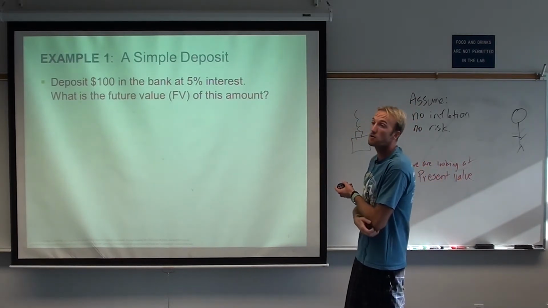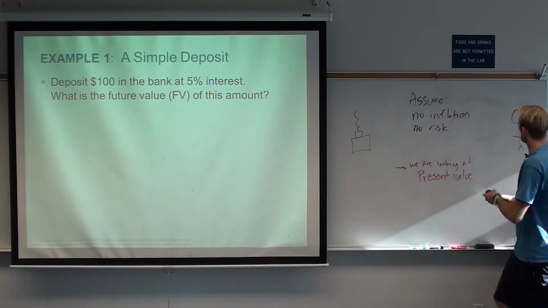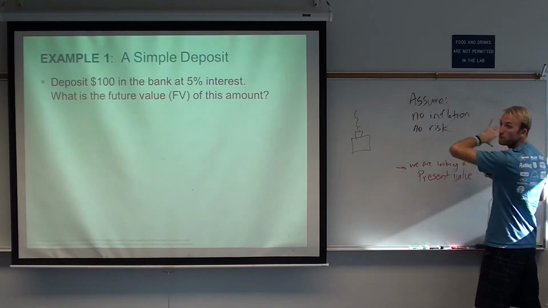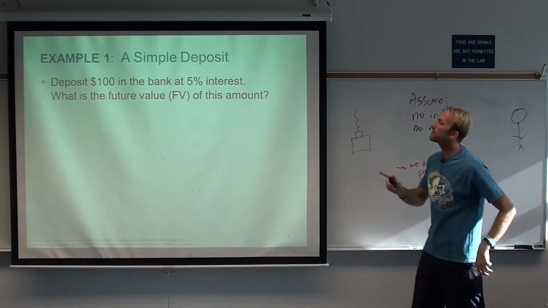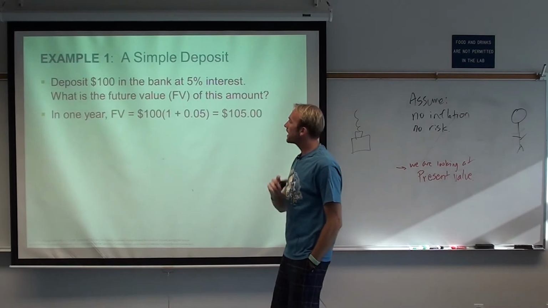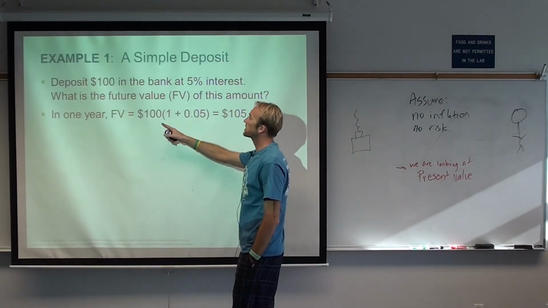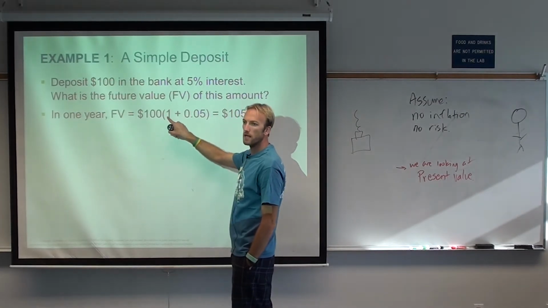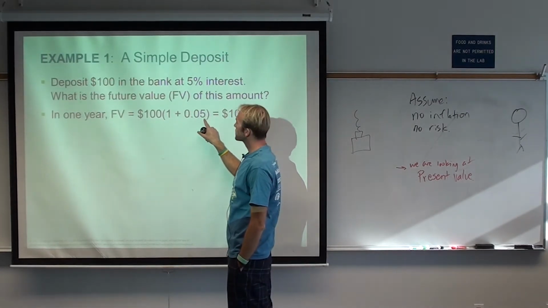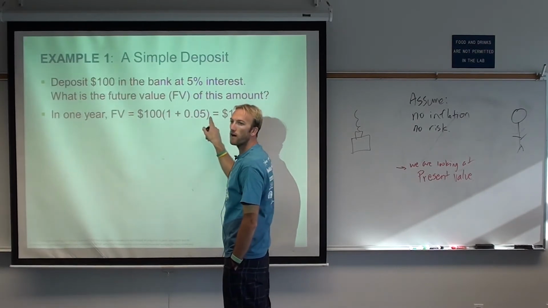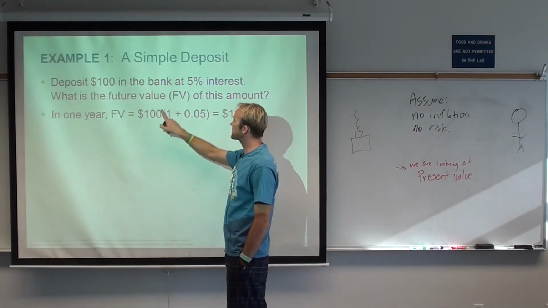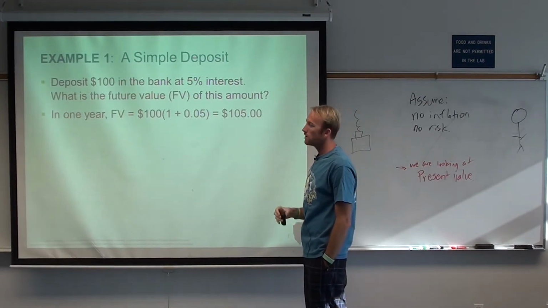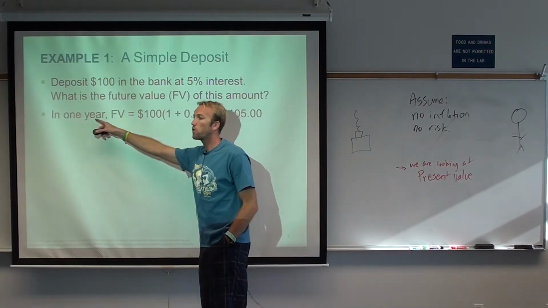What's the future value of this amount? If I put $100 in the bank today, that's going to be equal to how much in the future? It's not actually too hard. We just do this simple multiplication problem. We take $100 and multiply it times 100% plus 5% interest. So really it's worth 1.05 of what it used to be worth. So $100 times 1.05 is $105. And that's in just 1 year.